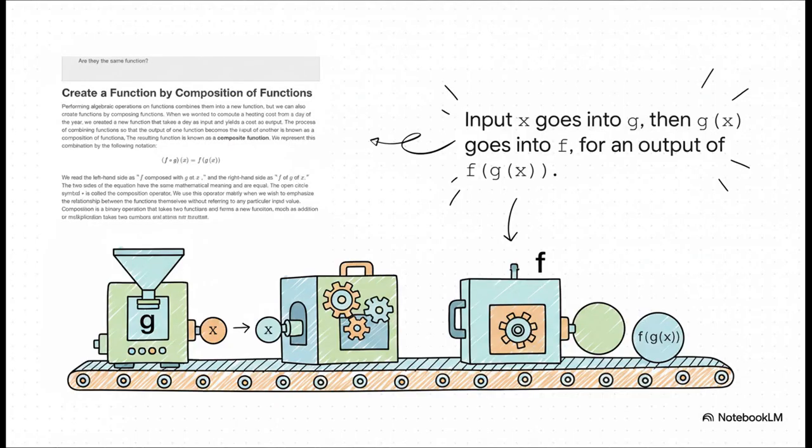This picture really says it all, doesn't it? It shows the flow perfectly. Our starting material, x, goes into the first machine, machine G. What pops out? Well, G of x does. And that piece doesn't even hit the floor. It goes straight into the next machine, machine F. And the final finished product that comes off the line, that's our f of g of x.